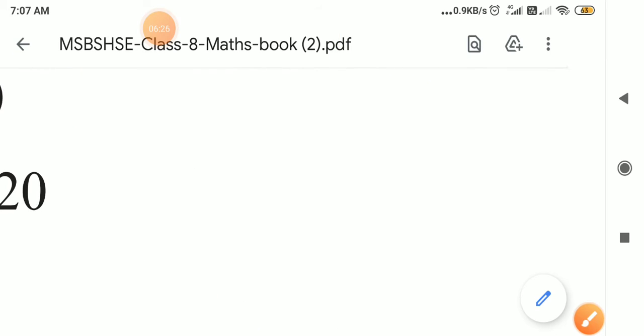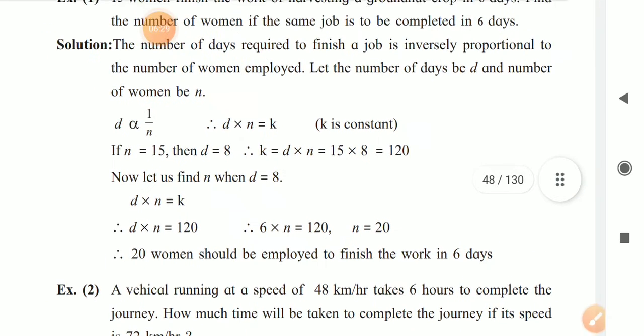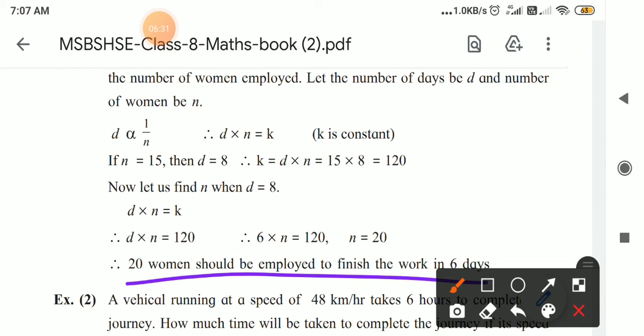Now there is another example in our textbook. See here, the same example is solved here, just as I showed you. Just copy this, all of you.